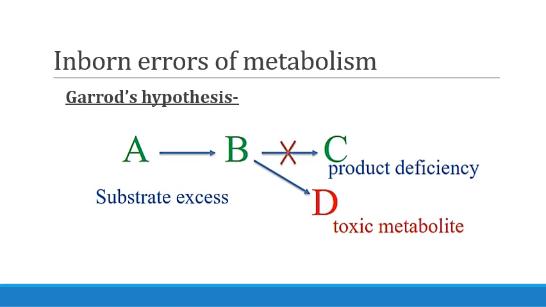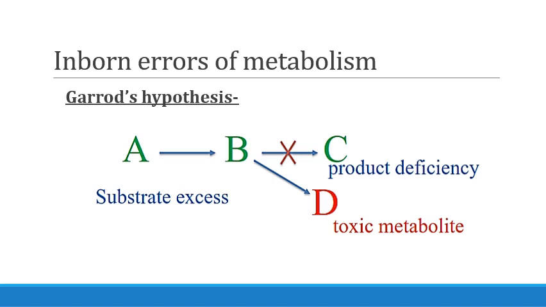This is Garrod's hypothesis, which is suggestive of what happens during inborn errors of metabolism. Here you can see A is getting converted into B, and B is getting converted into C with the help of enzymes. Whenever an enzyme is absent or has decreased activity, that leads to accumulation of the substrate, and this excess substrate may be directed to another product or metabolite that may be toxic, resulting in development of symptoms of that particular inborn error of metabolism.